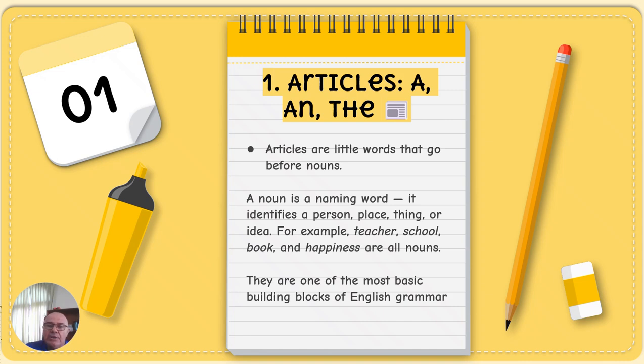Articles in English are small words, a, an, and the. We place them before nouns to show whether the nouns are specific or general. Just to remind you, a noun is a naming word. It identifies a person, a place, a thing, or an idea. For example, teacher, school, book, happiness, they are all nouns. They are one of the most basic building blocks of English grammar.